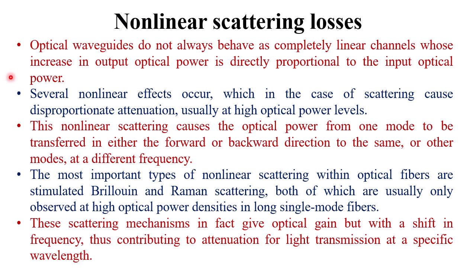The most important types of nonlinear scattering within optical fibers are stimulated Brillouin and Raman scattering, both of which are usually only observed at high optical power densities in long single mode fibers. This scattering mechanism in fact gives optical gain but with a shift in frequency, thus contributing to attenuation for light transmission at a specific wavelength.